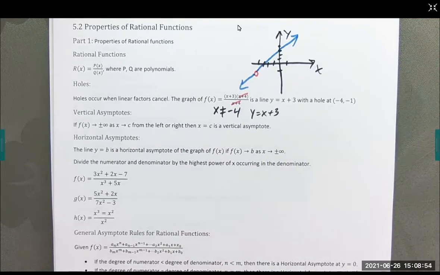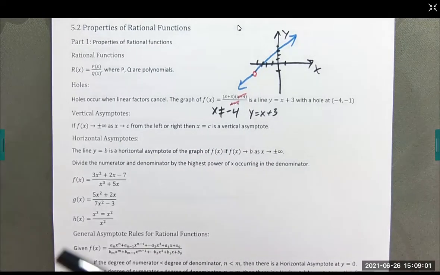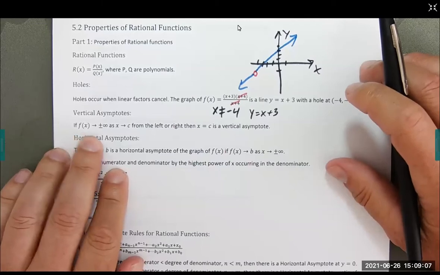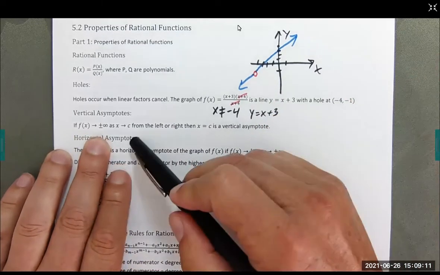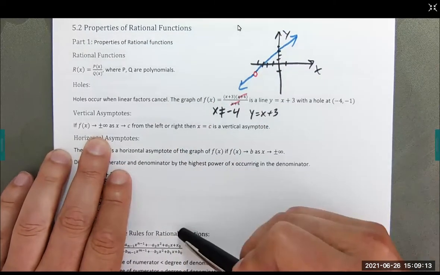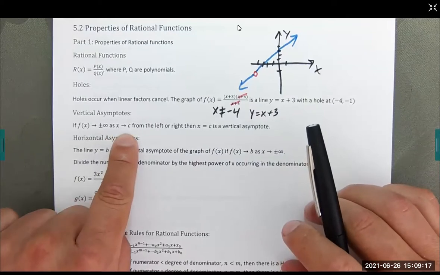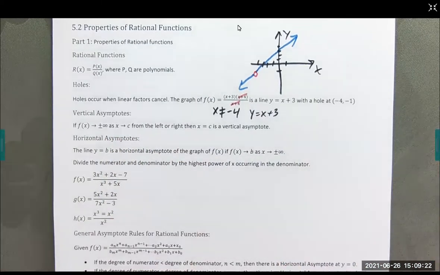All right. Holes usually don't occur with these, but we got to keep an eye out for them. Next up is the vertical asymptote. And this might be notation that you've never seen before. If y is approaching negative infinity or positive infinity, that's up and down, y is, so if the graph is going up to infinity or down to negative infinity, as x is approaching a specific x value from the left or the right, then x equals c is a vertical asymptote.